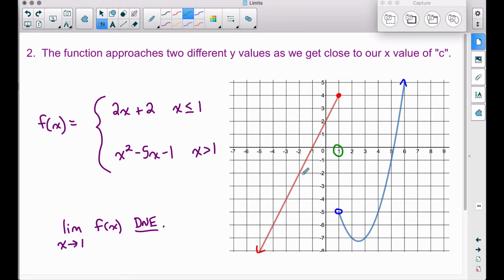However, on the blue curve, that's this parabola, x squared minus 5x minus 1, and we're only graphing this for values of x that are bigger than 1. So as we get close to this x value of 1 on the blue curve, as we get closer and closer to an x value of 1, it looks like our limit is going to be negative 5. But notice we are approaching two different y values. Up here is 4, down here is negative 5. Therefore, the limit does not exist because our second case for a limit to not exist is if we approach two different y values as we get close to our particular x value, in this case 1.